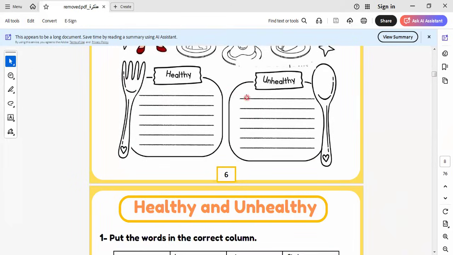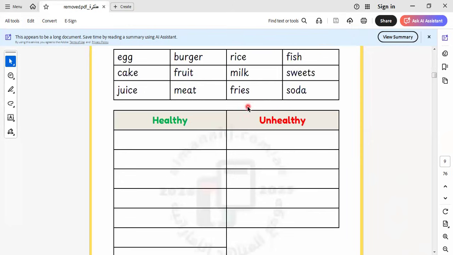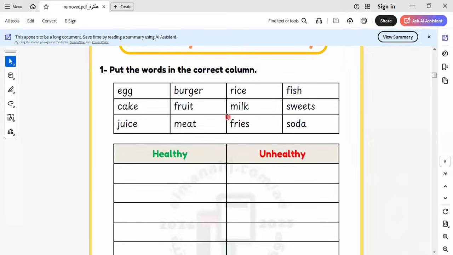So now we know the healthy and unhealthy, and I will leave it for you to do by yourself. Here we also have the classification of healthy and unhealthy food. I will answer some of them in this part. Is egg healthy or unhealthy? Egg is healthy. Juice is healthy, because it's fresh from fresh fruit. Meat is healthy. Fruit is healthy. All this is healthy food. I write some of them, and I will leave the rest for you to do by yourself.